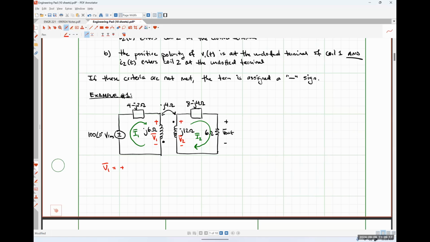Okay, so we figured out the sign for our self-induced portion. So what should the value of the self-induced portion be? Ohm's law, I times Z. So I1 times j6 ohms.